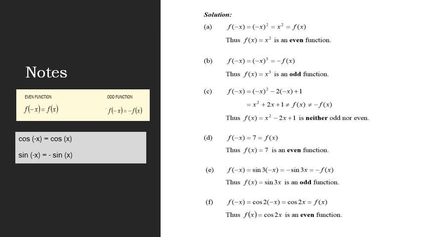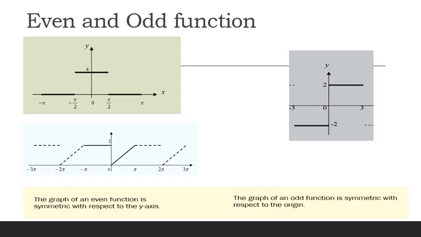Some notes from here, we can summarize that an even function will have the formula f(negative x) always equal to f(x), while for an odd function we have f(negative x) equal to negative f(x). We also figure that cos negative x equals cos x, while sine negative x is equal to negative sine x. Next, we want to determine even and odd functions when we are given a graph.